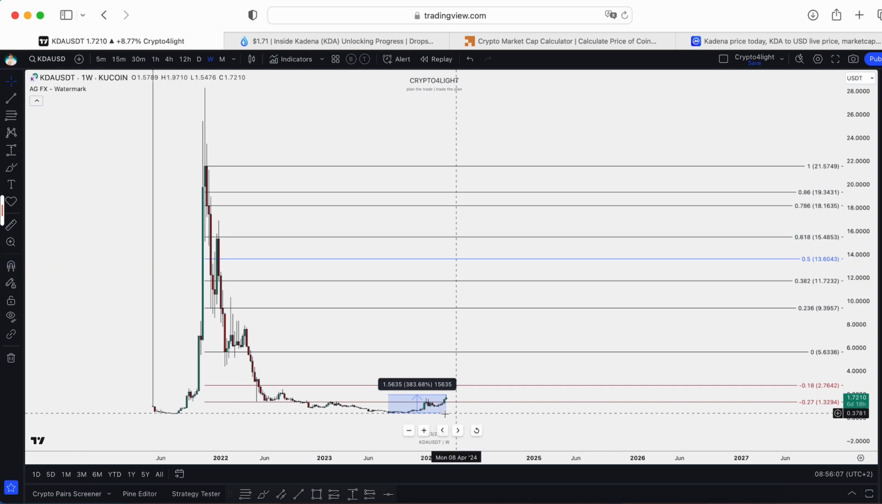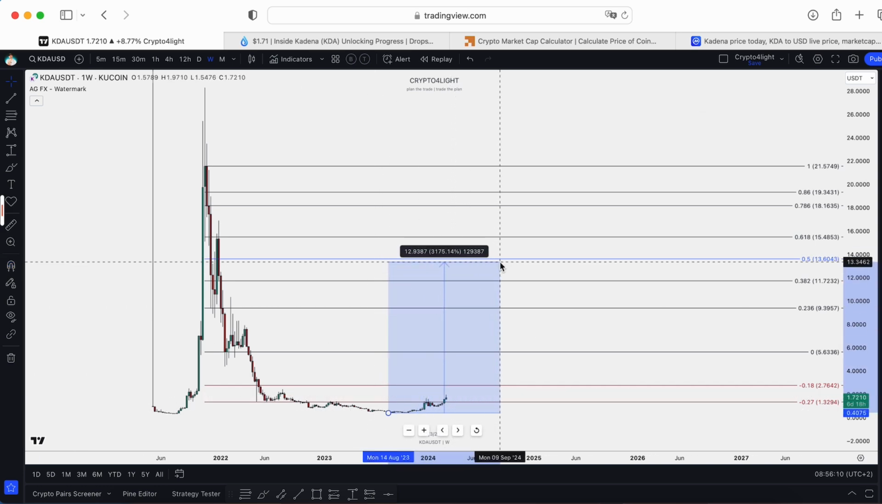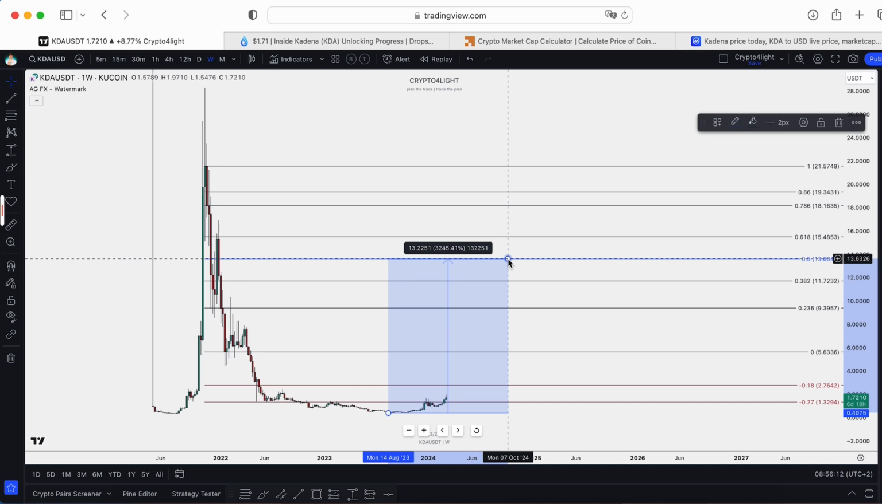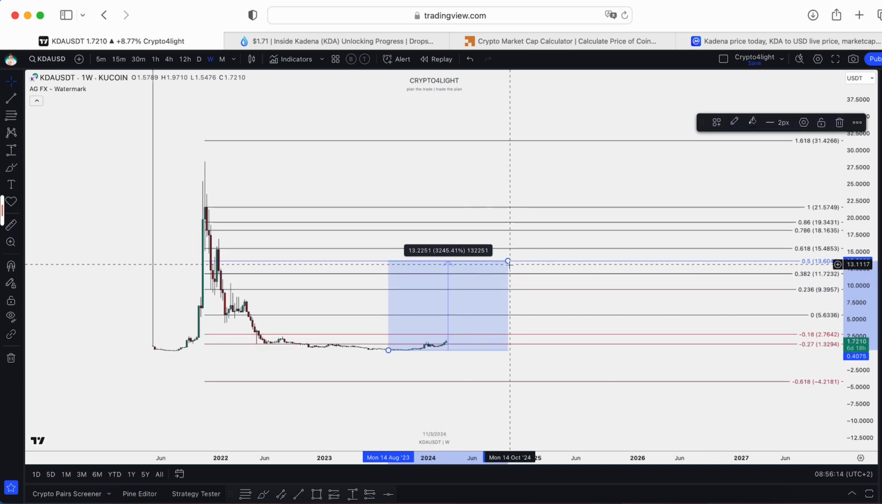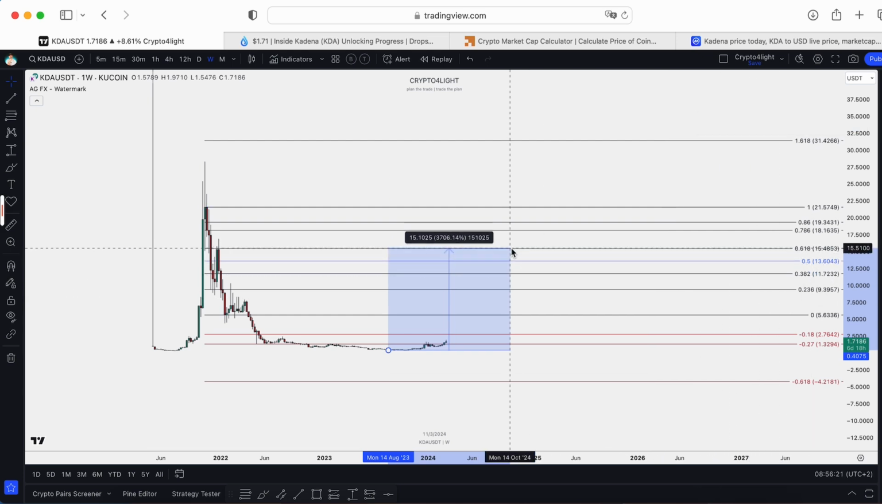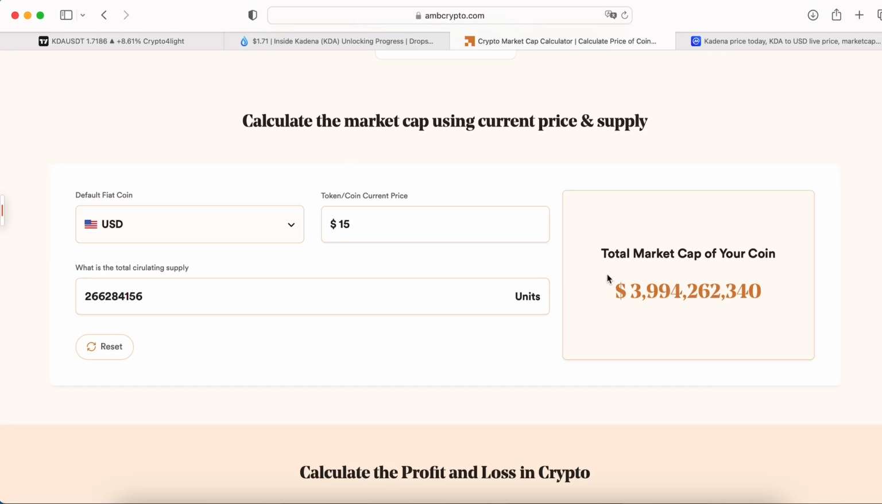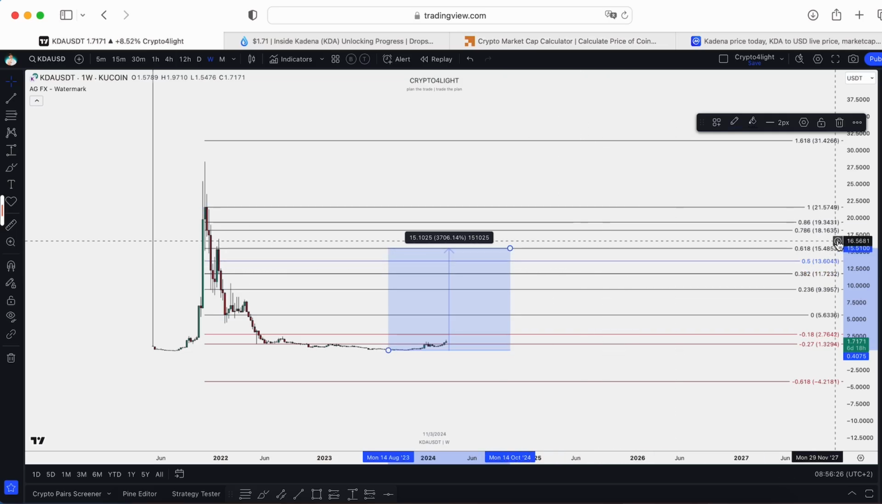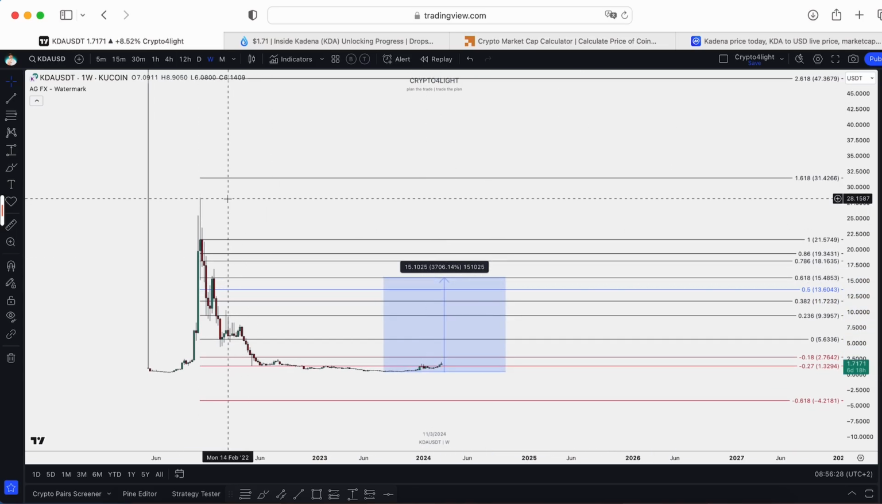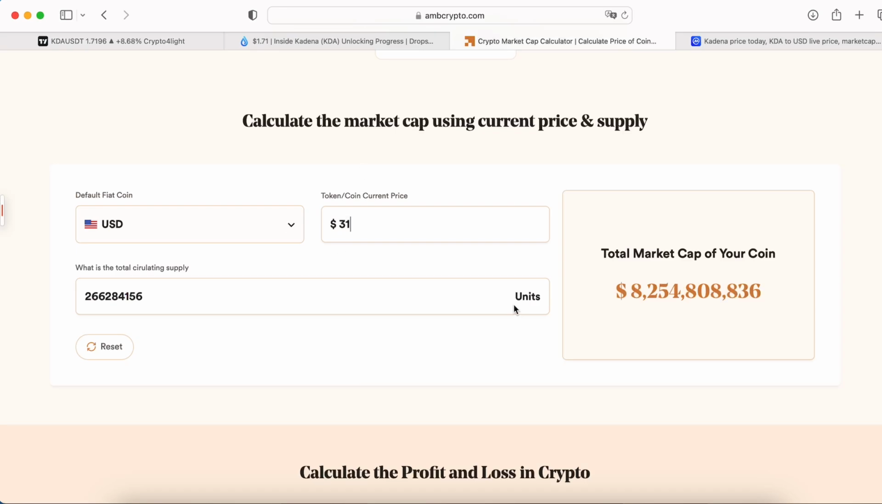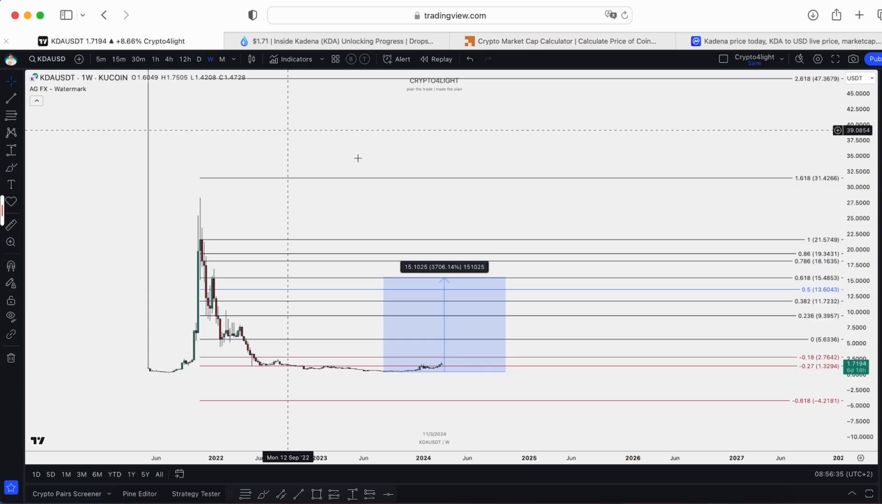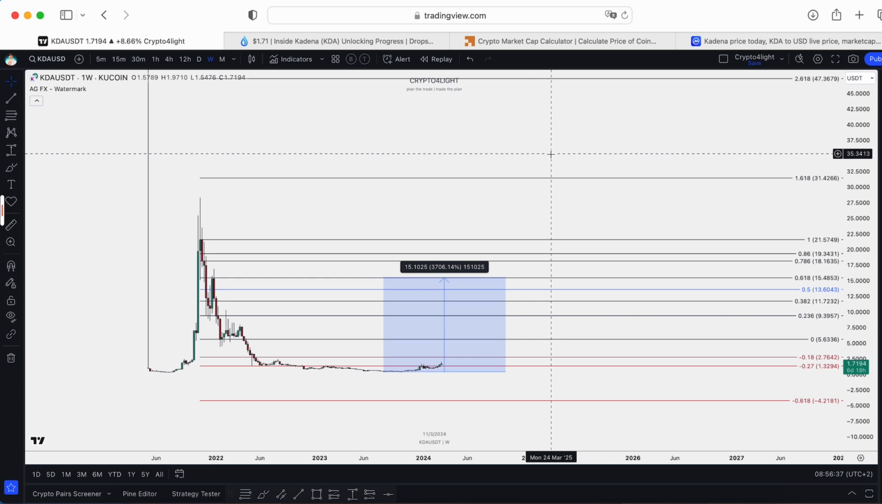From the low, not from the all-time low, but from the low, this will be around 3,200% gains. So it's more than okay to fix some profit from 40 cents at $13 or at $15. So $15, a 4 billion market cap, it's more than okay to fix some profit. Based on this FIB, yes, we can go to a new all-time high, $31. This one, 8.2 billion market cap. So guys, always build realistic price targets based on your personal risk management.